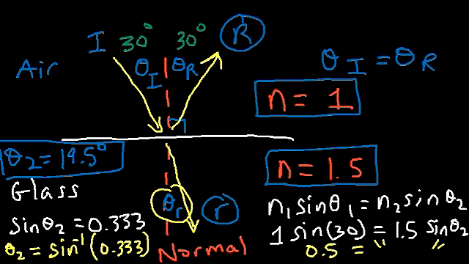Now, if light were to go from a material with a high index of refraction to a low index of refraction, so let's say if we were to go backwards, the light ray would bend away from the normal line. The angle will increase. So as the index of refraction of a material increases, the angle decreases, meaning that the light ray moves closer to the normal line.